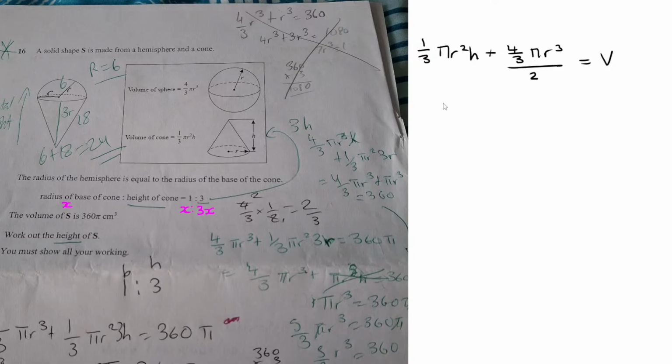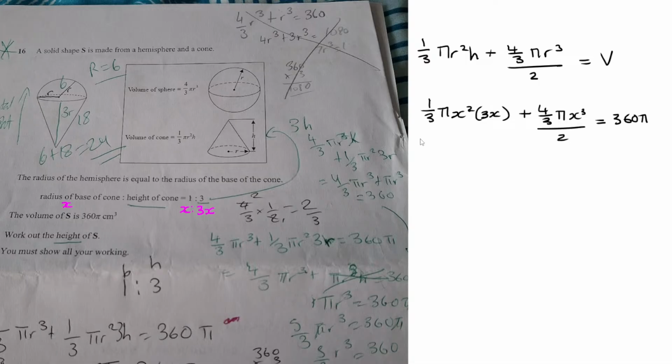So I would sub that in then. So I've got a third pi, now the radius squared, so x squared, times by the height, which I'm now classing as 3x. And then plus the other thing, 4/3 pi x cubed over 2. And then also, obviously, I'm going to put equal, not v for the volume, but the volume is actually 360 pi, isn't it? So I'm going to sub that in as well.